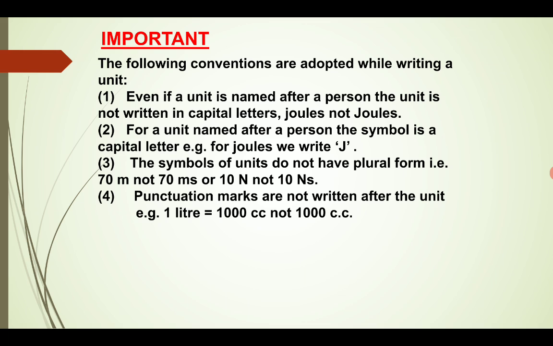Now there are some other units we are using in general, like the minute. 1 minute is 60 second. 1 hour is equal to 60 minute, that is equal to 3600 second. 1 day contains 24 hours, and there are so many other general units we are using for different physical quantities.